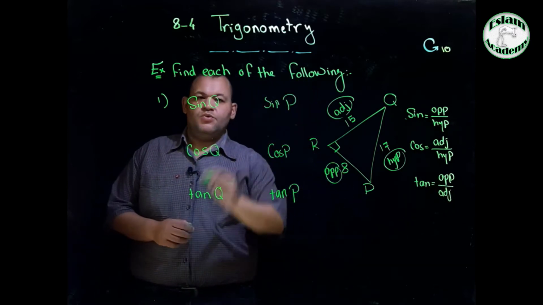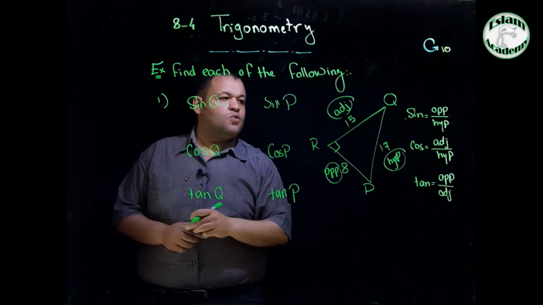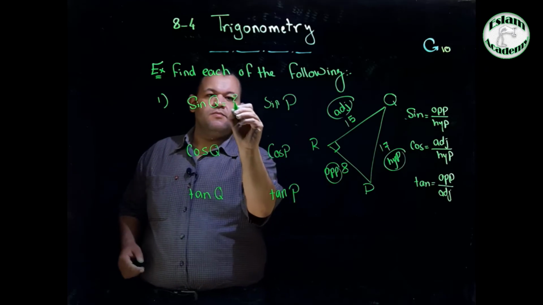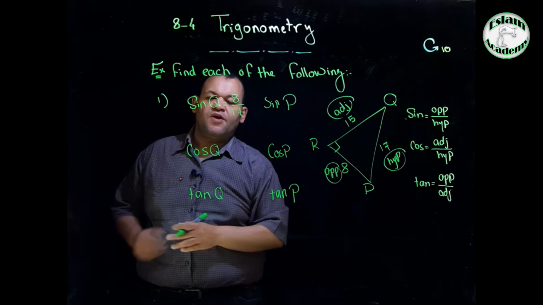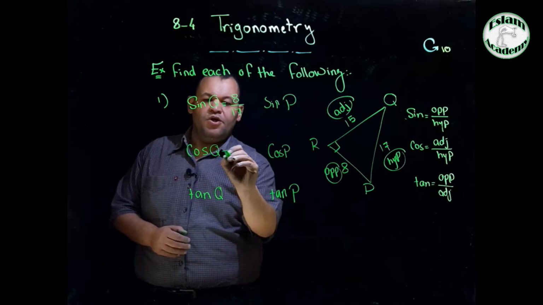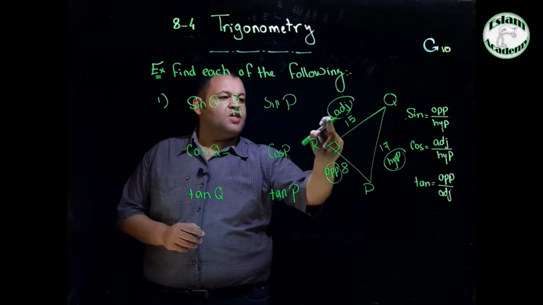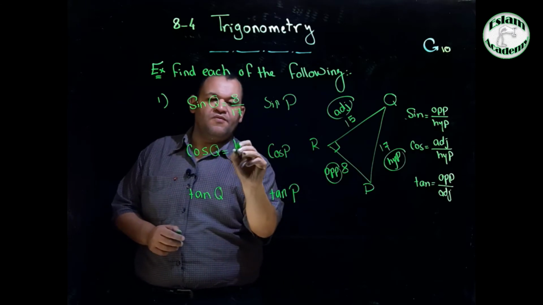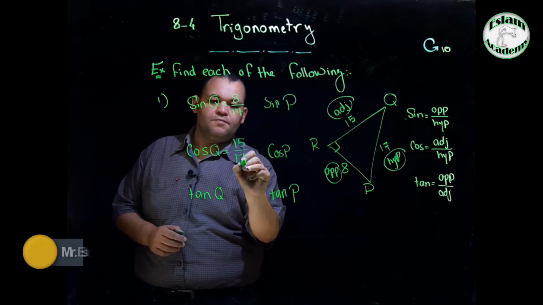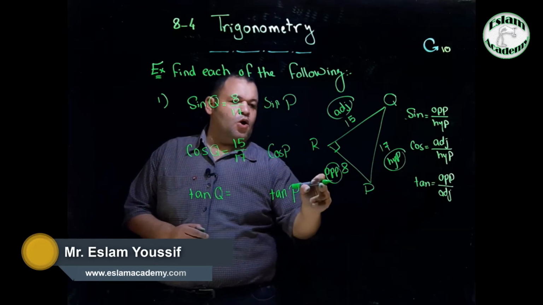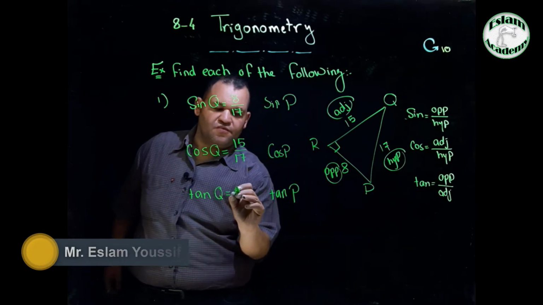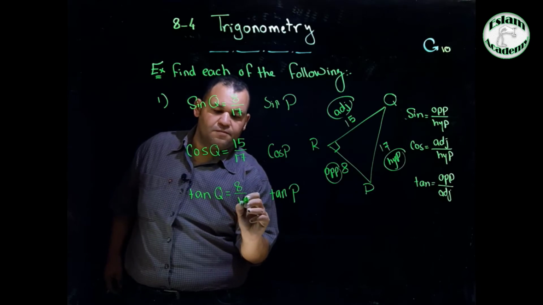So how can we solve this one? At first, for sine Q, the opposite, which is 8, over the hypotenuse, which is 17. So 8 over 17, the fraction in the simplest form. Now we need to find cosine Q, which is the adjacent over the hypotenuse, so it will be 15 over 17. Tan Q is equal to the opposite over the adjacent. The opposite is 8 over the adjacent, which is 15, so it will be 8 over 15.